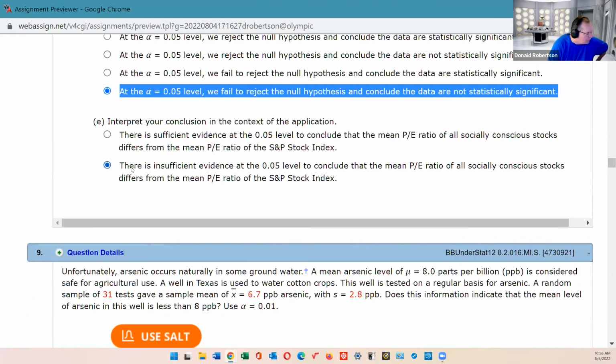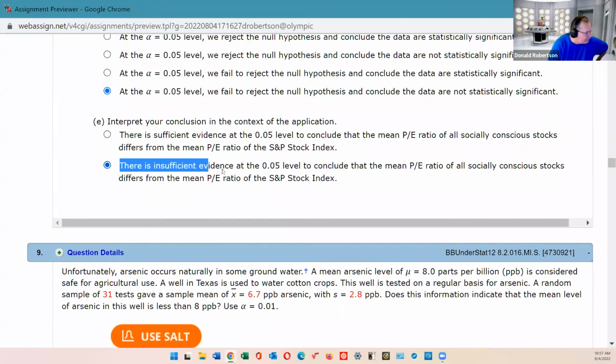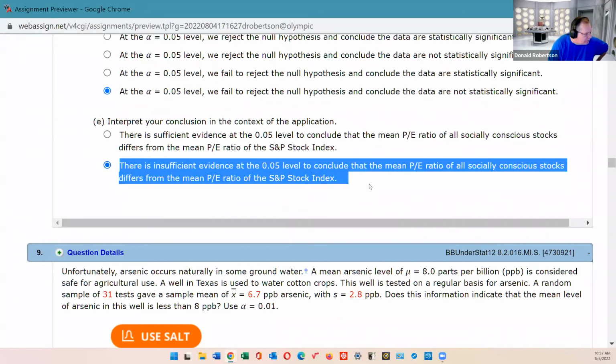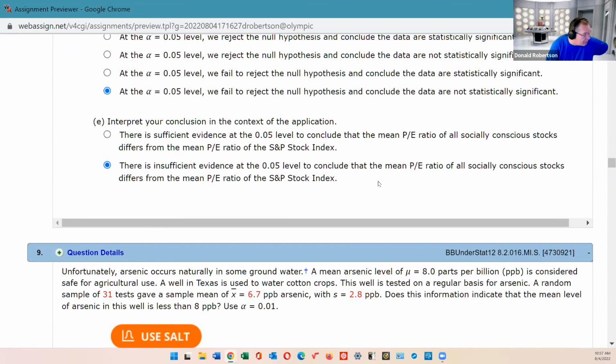A no is there is insufficient level to show that these stocks differ from the stock exchange. So if you were that kind of investor, the statistical evidence is that you're not going to make or lose any more money than picking any other stock, right? They're not dangerous, overpriced, they're not under. At least we can't prove that they are.